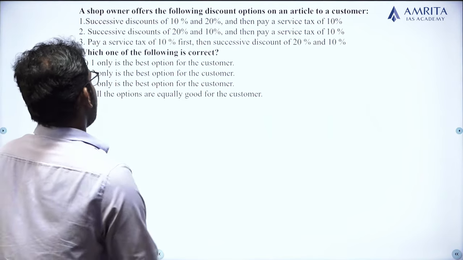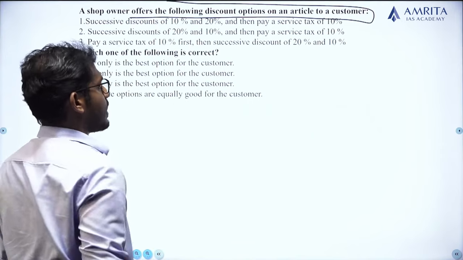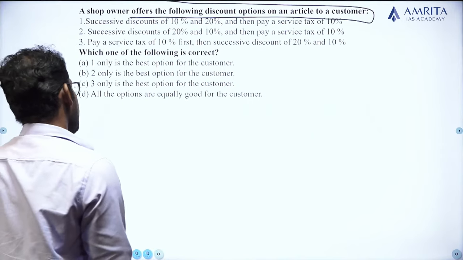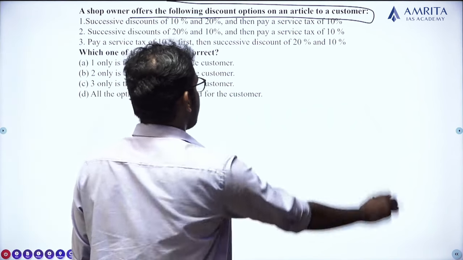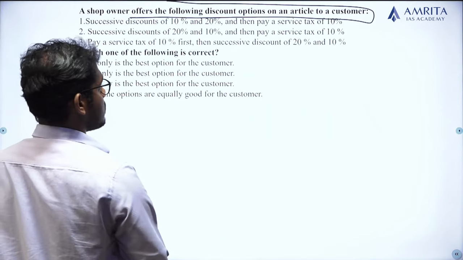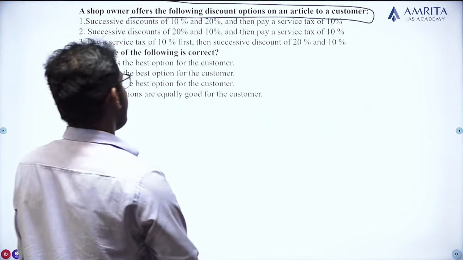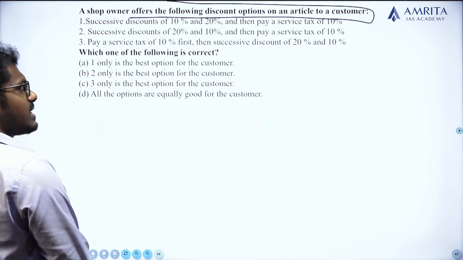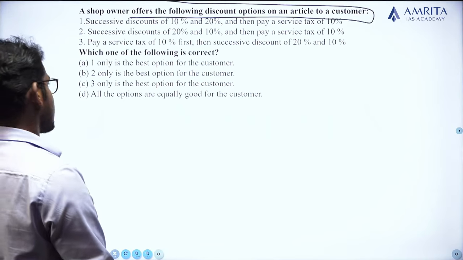A shop owner offers the following discount options on an article to a customer. First one, a successive discount of 10% and 20% and then pay service tax of 10%. Successive discounts of 20% and 10% and then pay a service tax of 10%. Pay a service tax of 10% first, then successive discount of 20% and 10%. Which one of the following is correct?